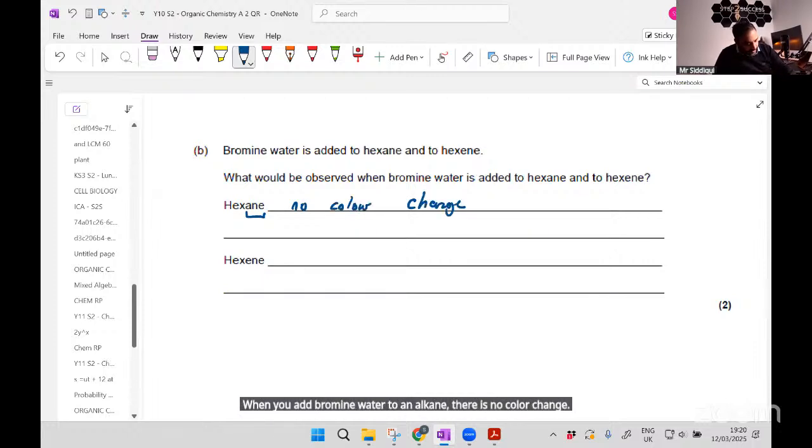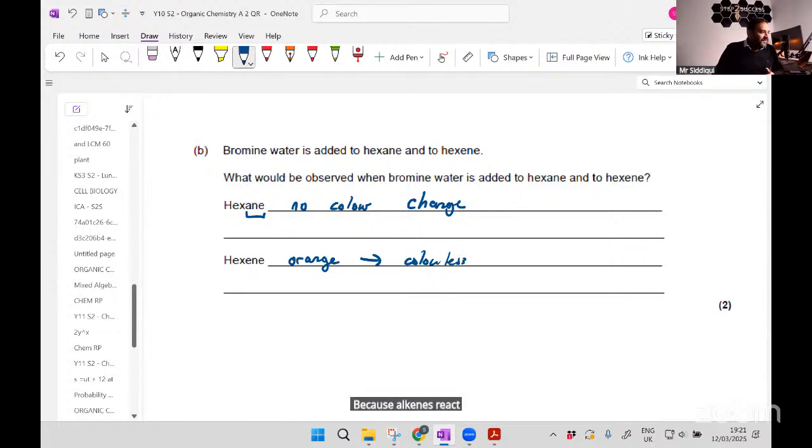But when you add it to an alkene, the orange bromine water turns colorless, because alkenes react, whereas alkanes do not.